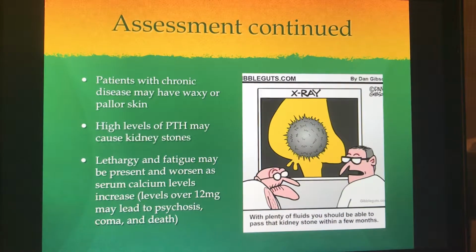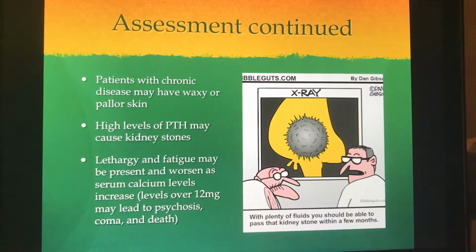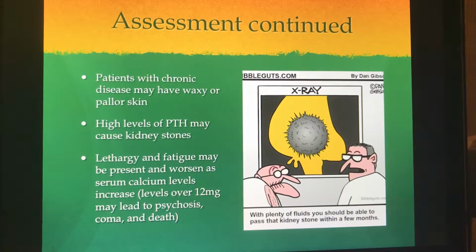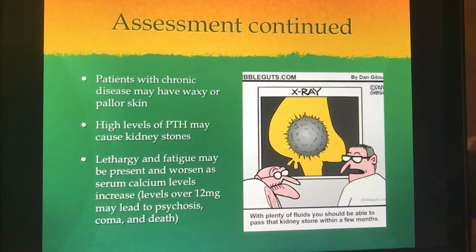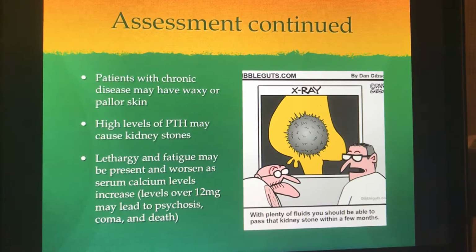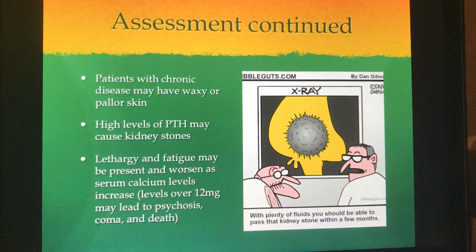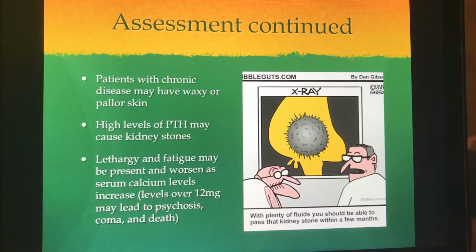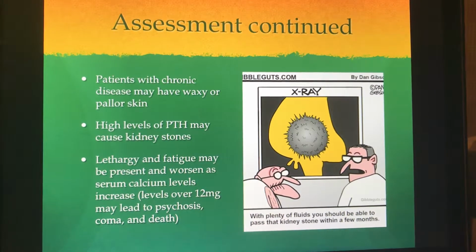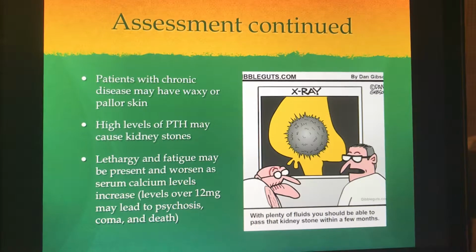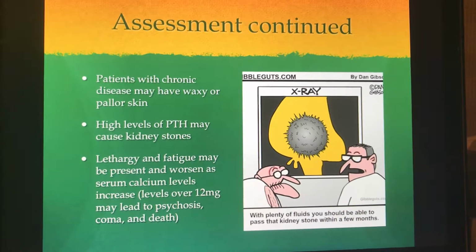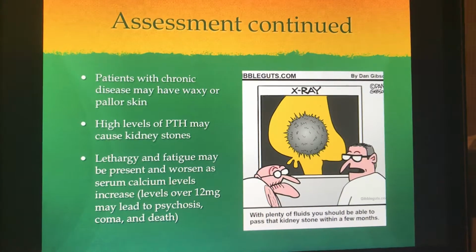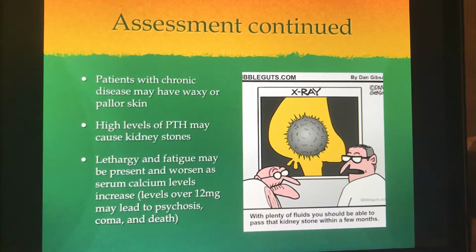You're also going to see in these patients, if they have a chronic hyperparathyroidism and it's been going on for a long time, they may have waxy or polar skin. High levels of PTH can cause these patients to have kidney stones. And these patients are going to appear lethargic and fatigued, which may worsen as calcium levels increase. Once the calcium levels are over 12 milligrams, you may start to see psychosis, coma, and death in these patients.